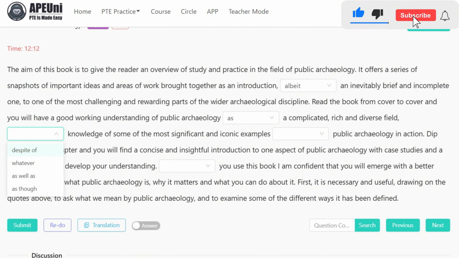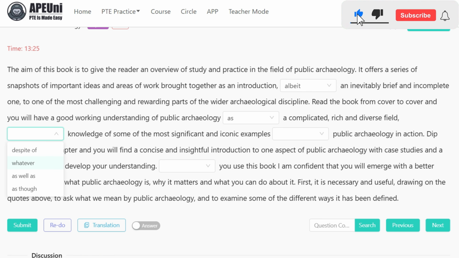The next one is despite of, whatever, as well as, though. Let's try to understand the meanings before choosing the right option. Despite of never takes off. The correct phrase is simply despite, making this option grammatically incorrect. Right? So despite the difficulties, she succeeded. Despite his lack of experience, he performed well. So here we are using of with despite, and that's what we're trying to say. The correct phrase is simply despite, so despite of definitely is a wrong option.